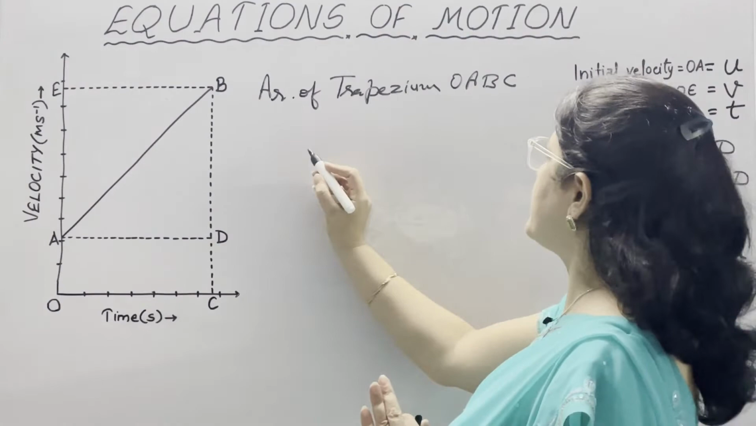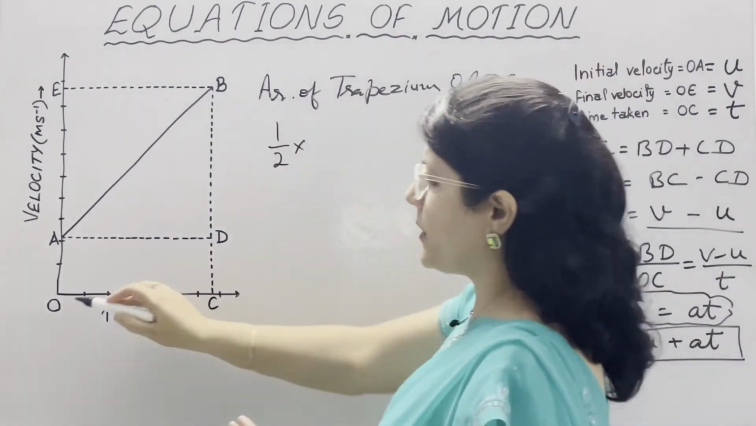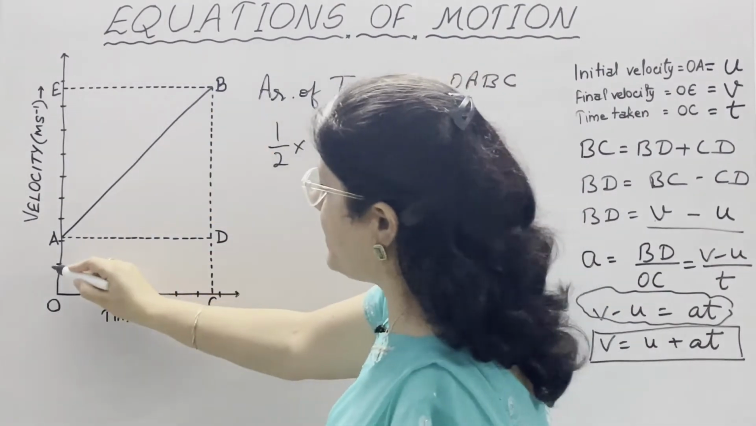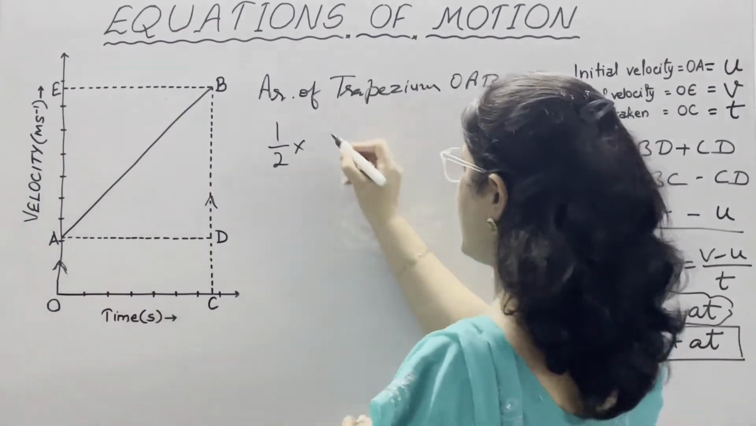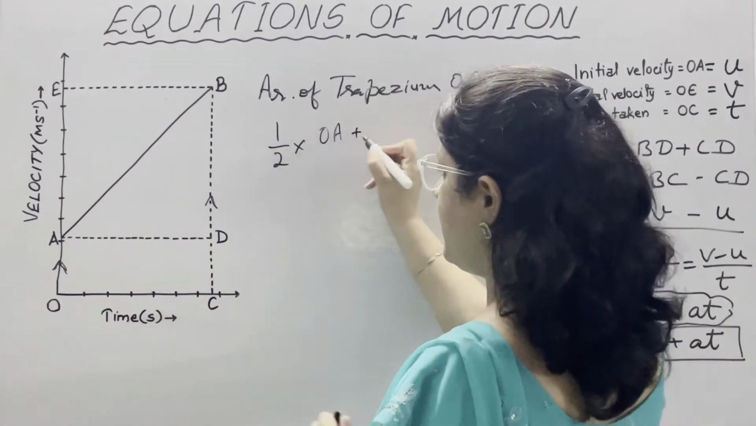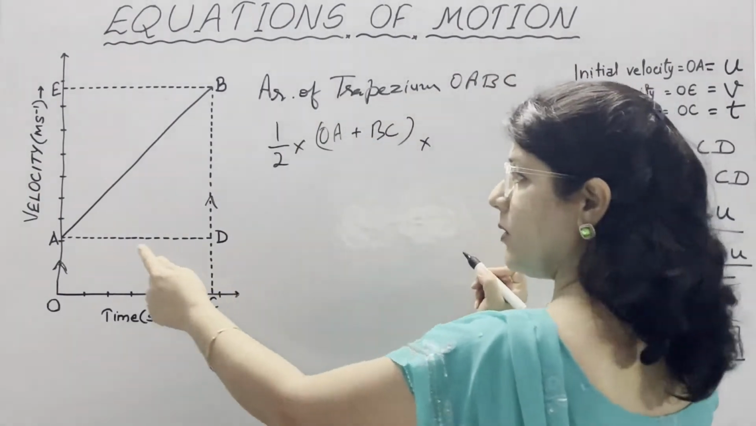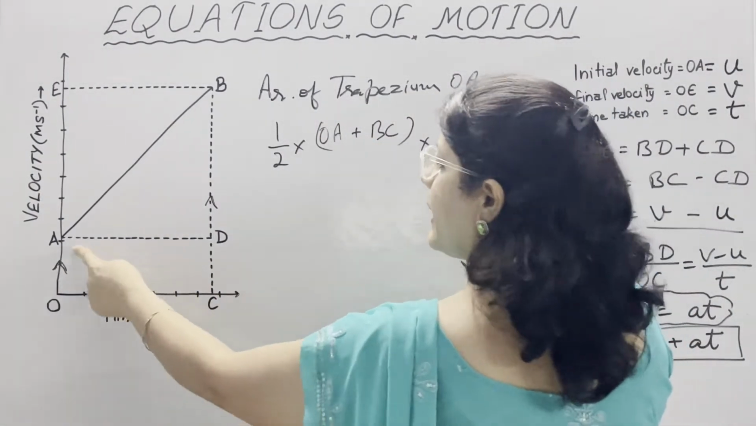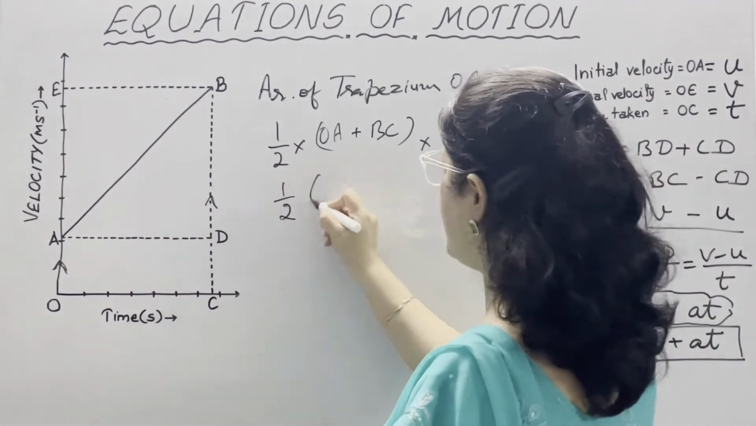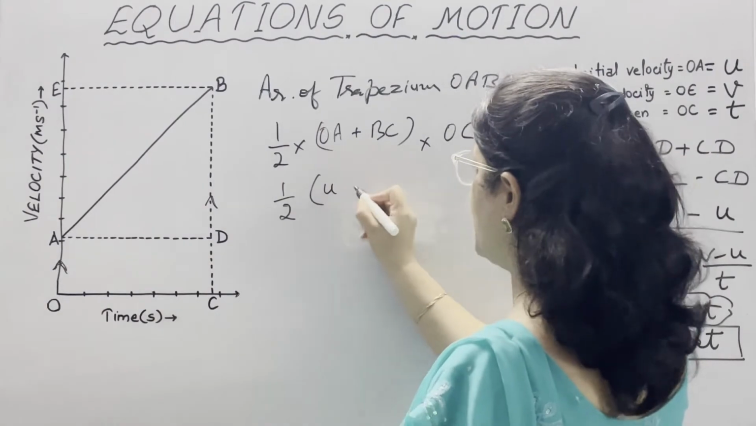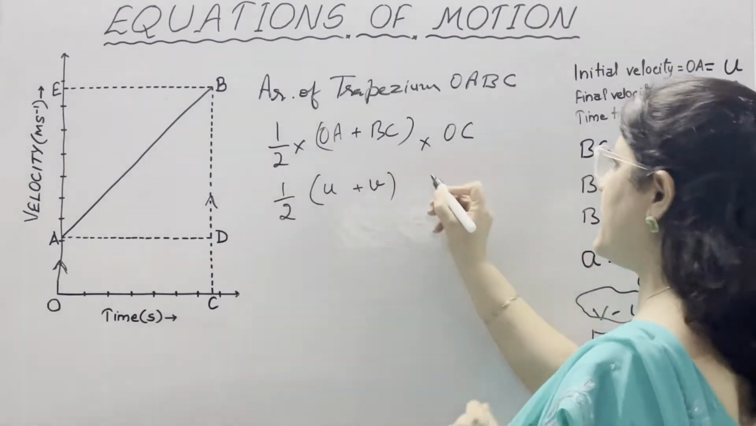Area of trapezium OABC is equal to half into the sum of parallel sides. Now you can see this OABC is a trapezium and this side OA is parallel to this side BC. So the sum of parallel sides is OA plus BC multiplied by the perpendicular distance between them, which we can take as AD or we can take OC, one and the same thing. Half, the value of OA is u, the value of BC is v and the value of OC is t.